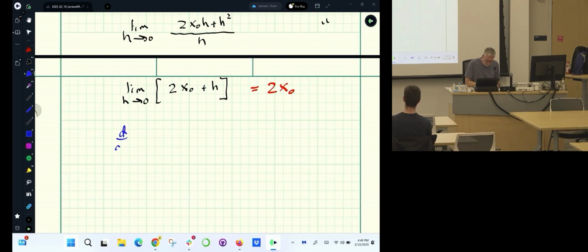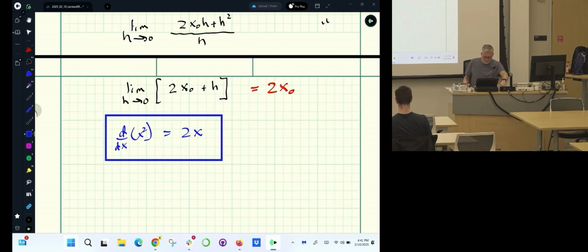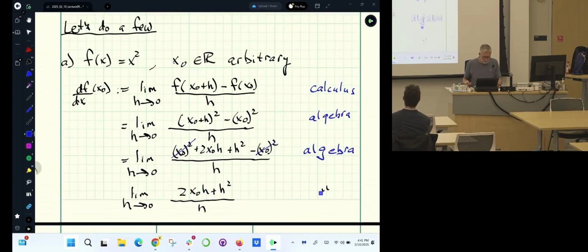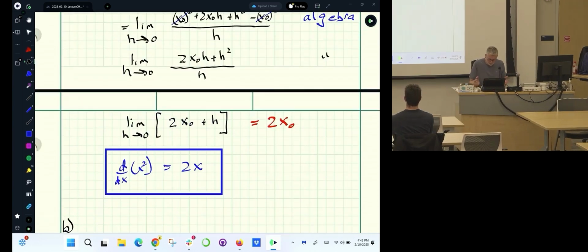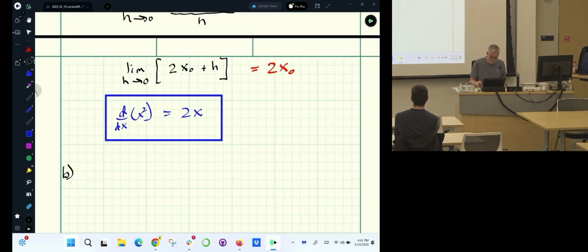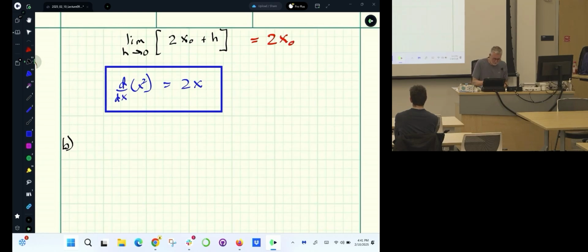So at a general point, we typically write it like this. So d by dx of x squared is just 2 times x. Okay, so that's the local slope. Okay, so if that's A, then this is B. Any questions on that, or is it straightforward algebra and stuff? Okay. The limit wasn't hard at the end. It was just all the algebra. But we did do a limit, but that wasn't too hard.